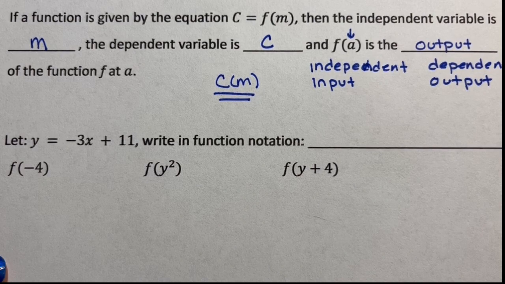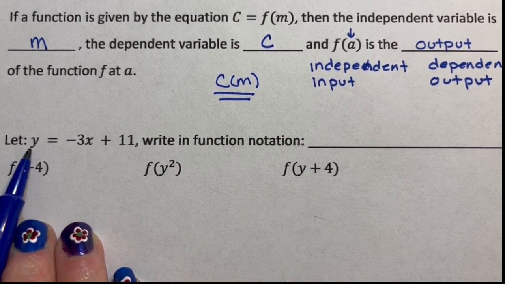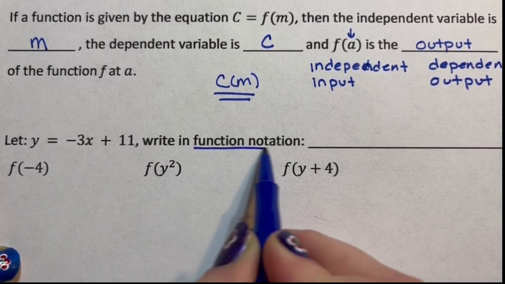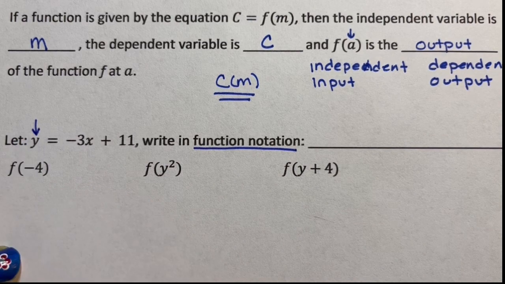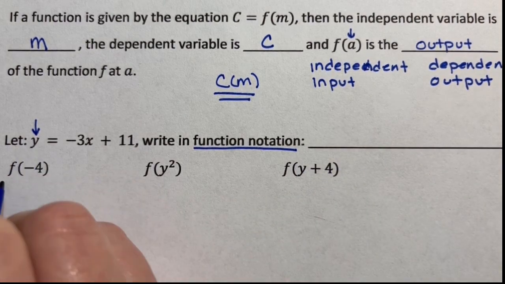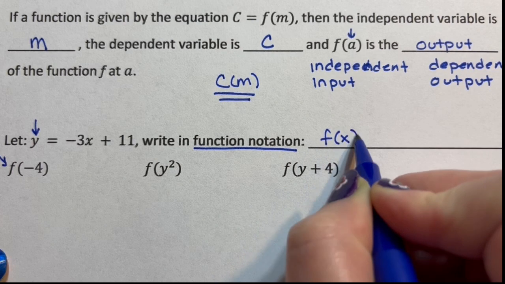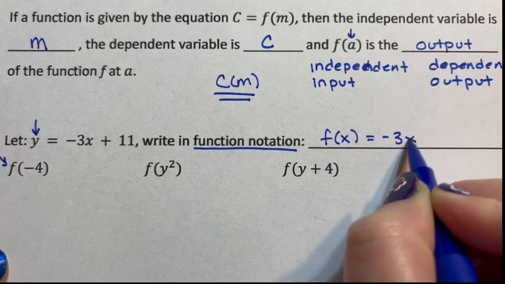Let's look at this in a more direct way. So for instance, y equals -3x plus 11. First of all, function notation is when we turn our output variable into function notation. So in this case, y, because we have the f here, we are going to turn it into f of x. F of x equals -3x plus 11.